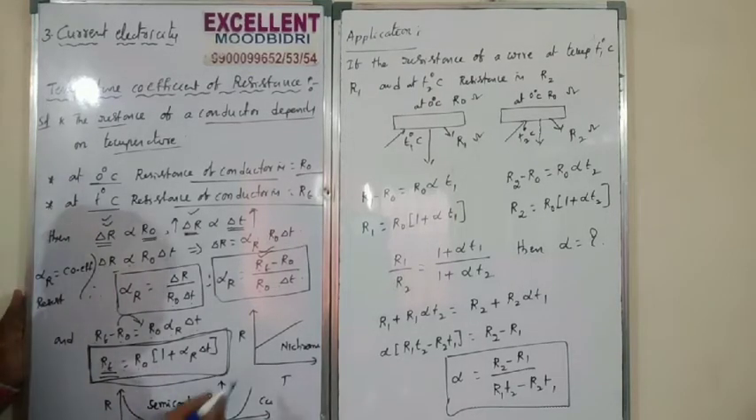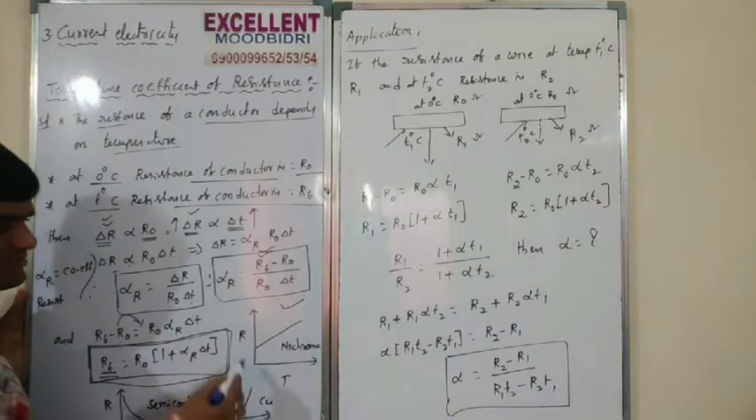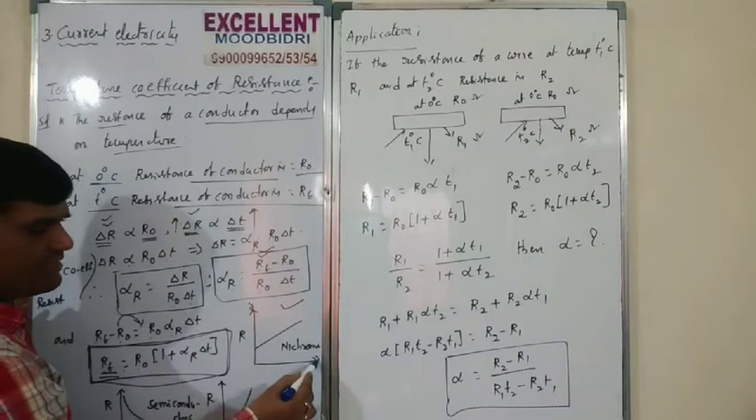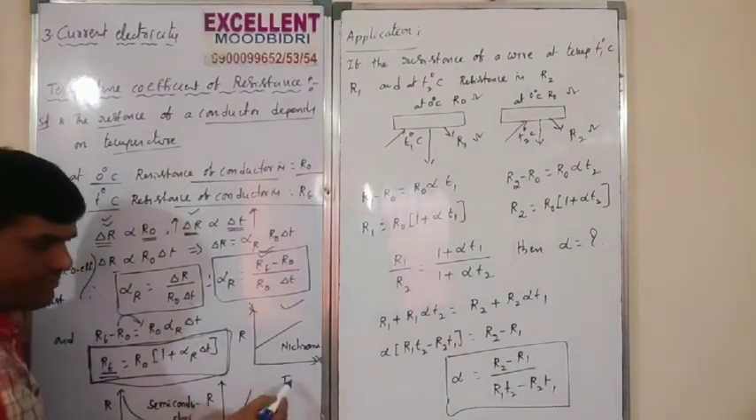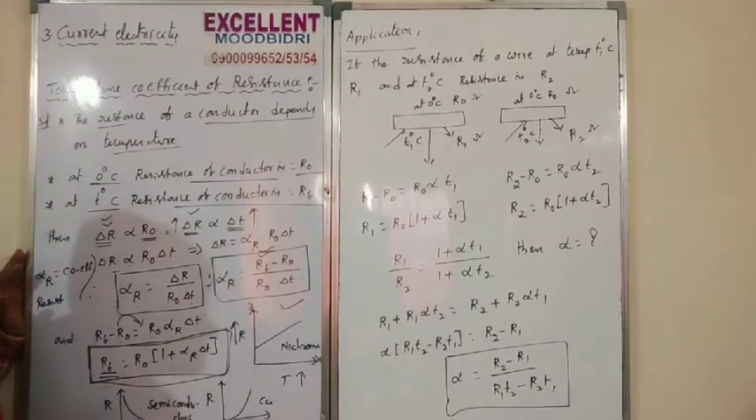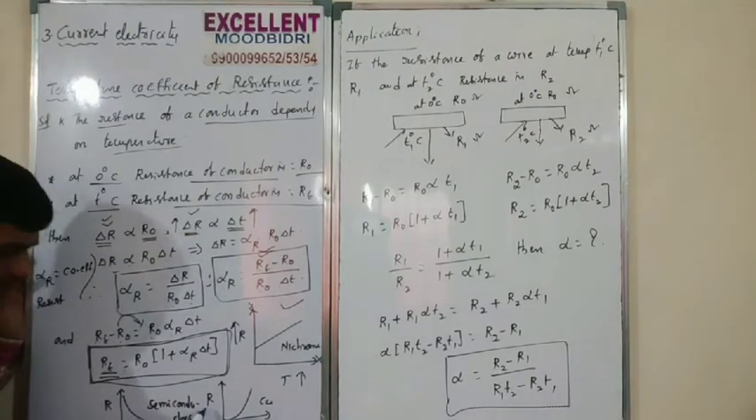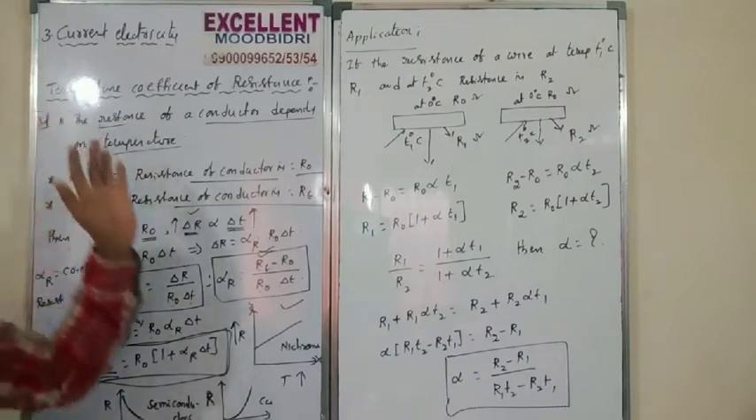Same graph again, the graph between resistance along the y-axis and temperature along the x-axis. As temperature increases, resistance also increases, like that only, for nichrome wire. Similarly, for conductors like copper, their resistance increases like that only. For semiconductors, resistance decreases. Correct? This is the temperature coefficient of resistance, finished.